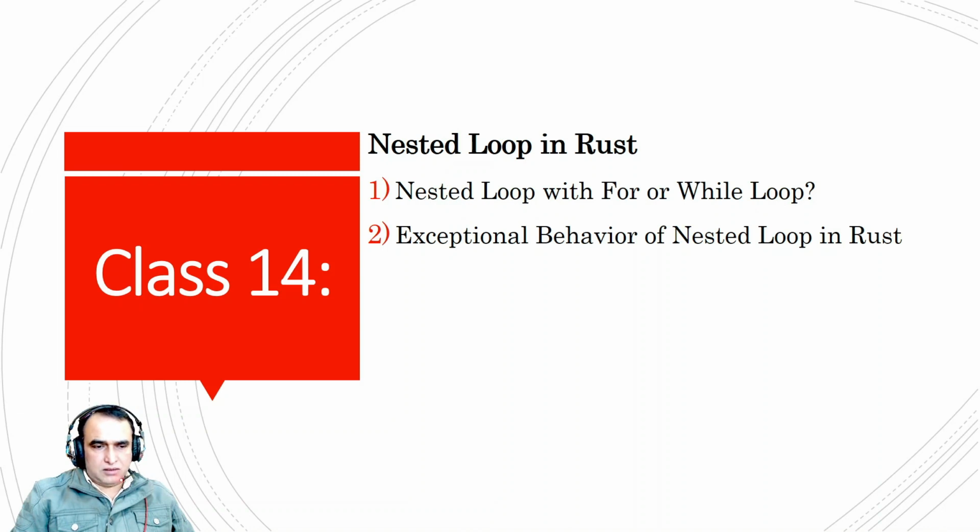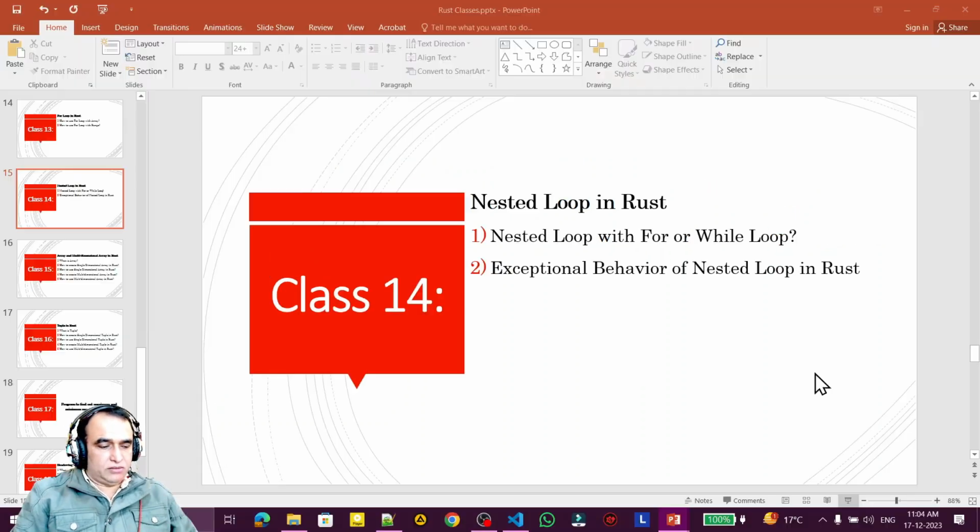In class number 14, we are going to understand how to use nested loop in Rust. For that, we are going to understand the use of for and while loop. Plus, we will also understand one exceptional behavior of nested loop in Rust that is not available in other programming languages. We will see that also. So let us start the practical.